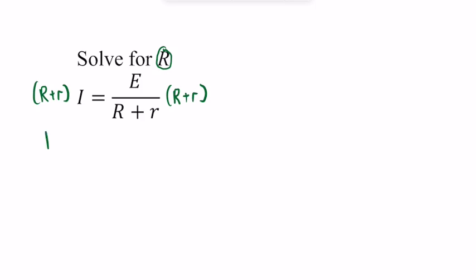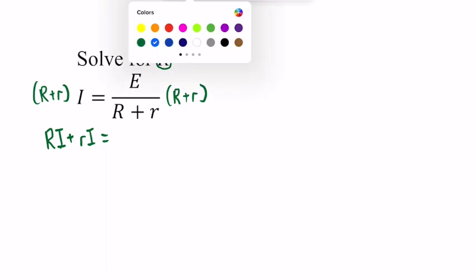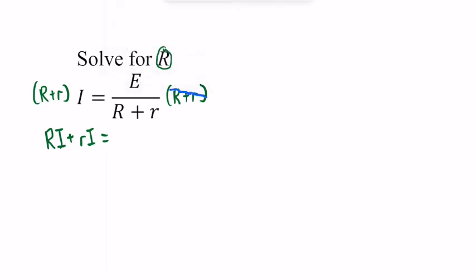If we do distribute here, we would have big R times I plus little r times I. On the right side, the R plus r and R plus r cancel out, and we're just left with E.